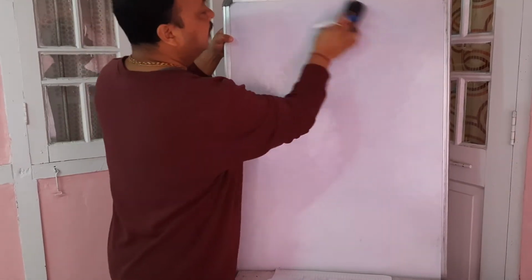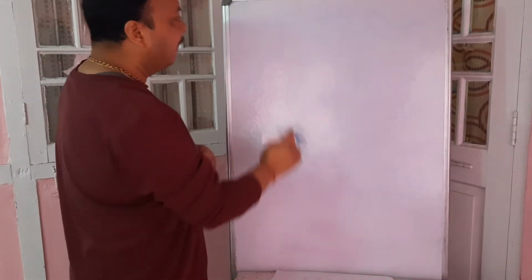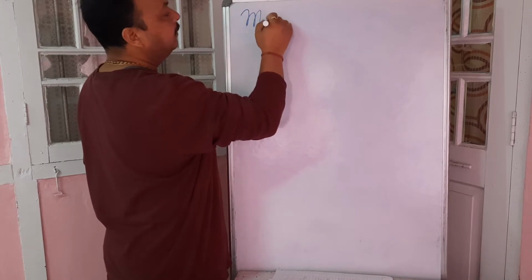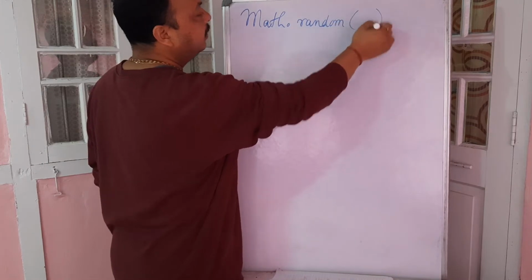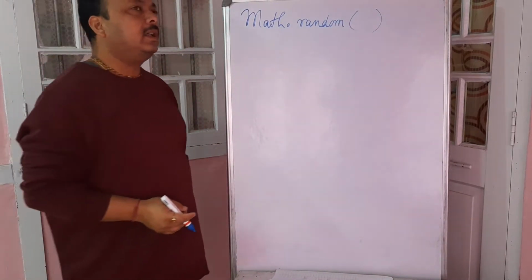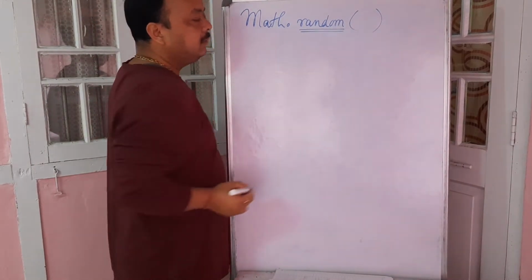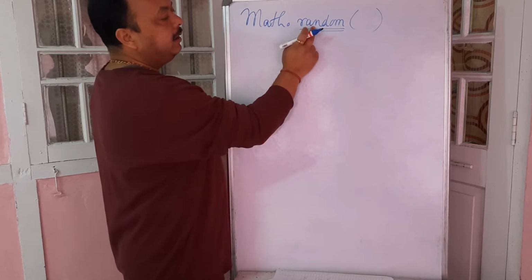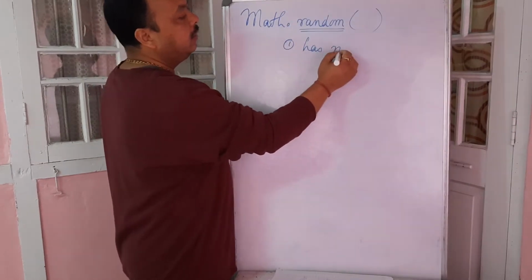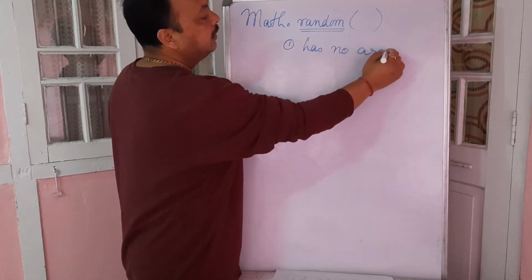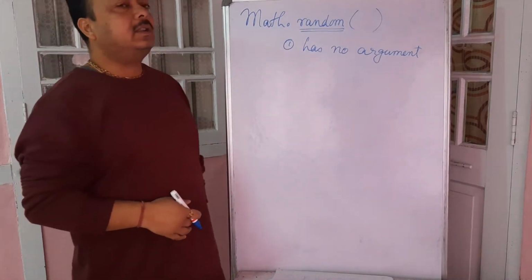Now we come to the last function, your Math.random. This is a very interesting function, and it is very, very useful, so pay attention. The random function, number one, has no argument. That's why I mentioned this as the last function while discussing all these functions.